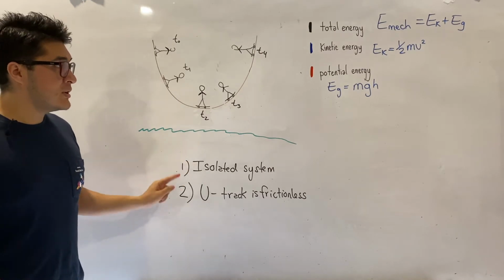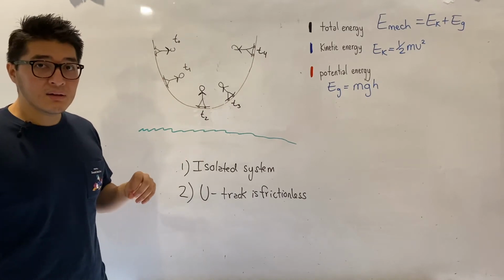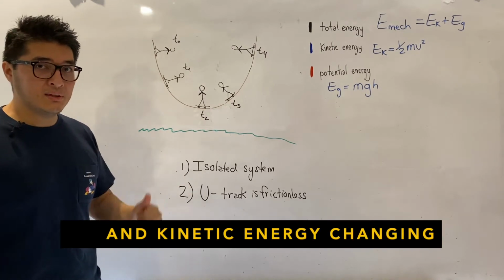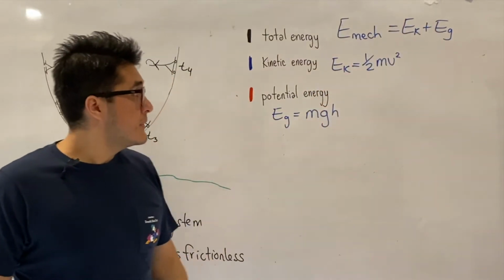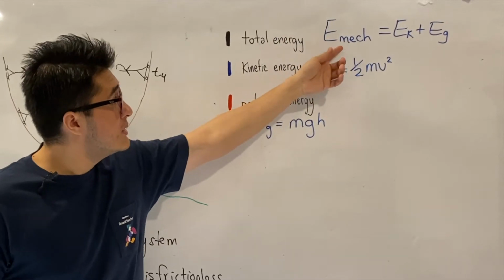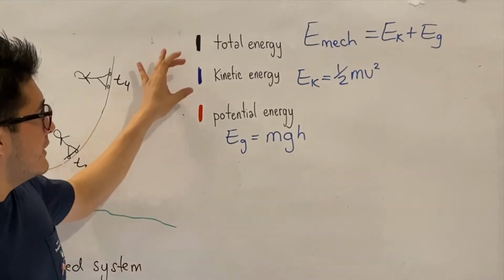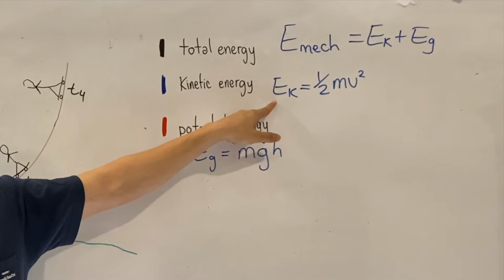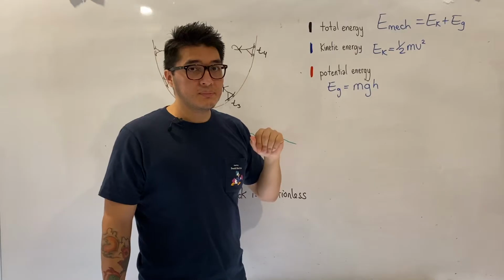So given these two assumptions, we can therefore say that all the energy changes that are going to be happening in our skateboarder are going to be due to potential energy changing and kinetic energy changing. The sum of those two, kinetic and potential, is just called mechanical energy. So in this case, our mechanical energy is the total energy. Not always the case, but in this case, because we're defining kinetic energy as 1/2 mv squared, which we studied the formula before, and potential energy as mgh.